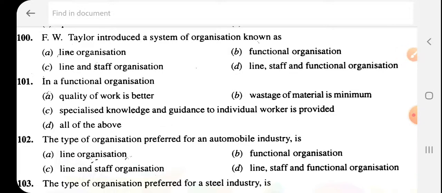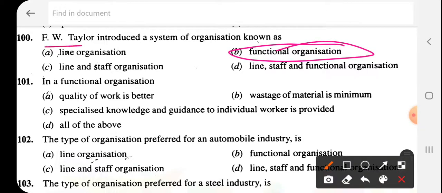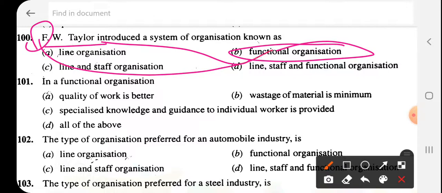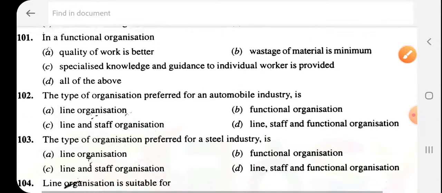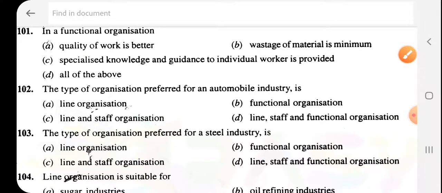F.W. Taylor introduced a system of organization known as. So this is a very important question, that is known as functional organization. So F.W. Taylor is functional organization. So F means function, you remember. So F.W. Taylor went for function and stitching a cloth. So you remember like that. In a functional organization.